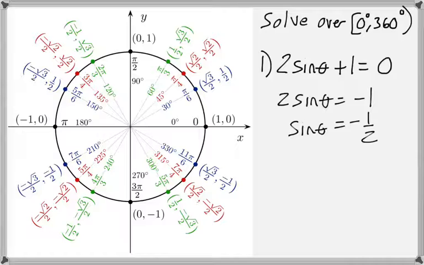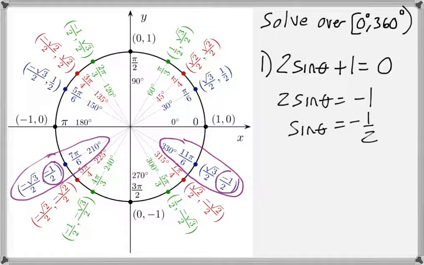So now I need to look at the unit circle, and where is sine equal to negative 1/2? And you'll remember that sine is the y value. So where do we have a y value of negative 1/2? Well, that would be here, because we have negative 1/2, and that would be here. So my answers are 210 degrees and 330 degrees.